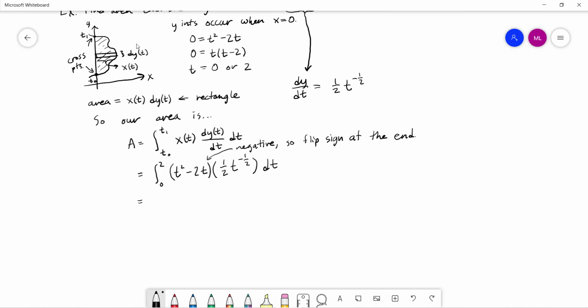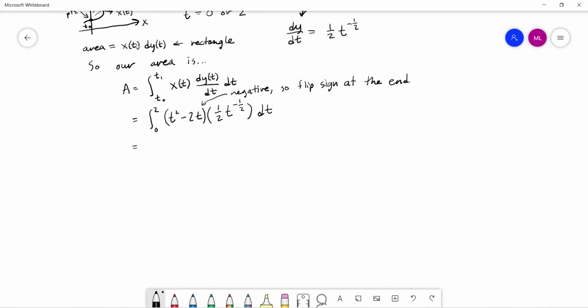Okay, so we will distribute through here. I'll get the integral from 0 to 2 of, let's see, that first one will be 1/2 times t to the 3/2 when I do t squared times t to the negative 1/2. And then the next one will be the negative 2 and the 1/2 will cancel and leave me with just a negative 1. And I'll just get simply t to the positive 1/2 dt. So that was just simply distributing this term through to both of these.